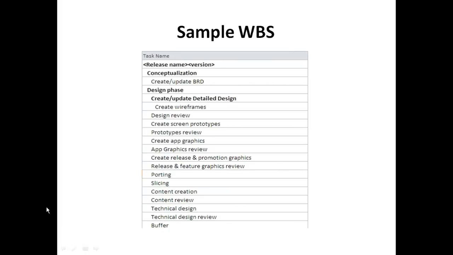Okay, this is a sample WBS for the design phase in any mobile applications project plan, wherein you would need to create a detailed design, create the screen prototypes, create the graphics around it, create the content, and create the technical design. Now, if you look at this WBS very carefully, one important thing that is present after every creation is a review.